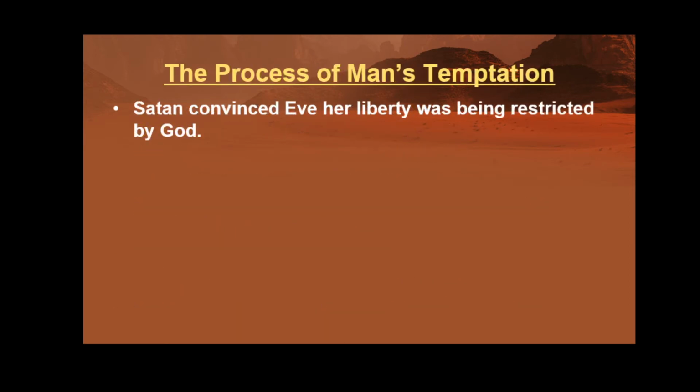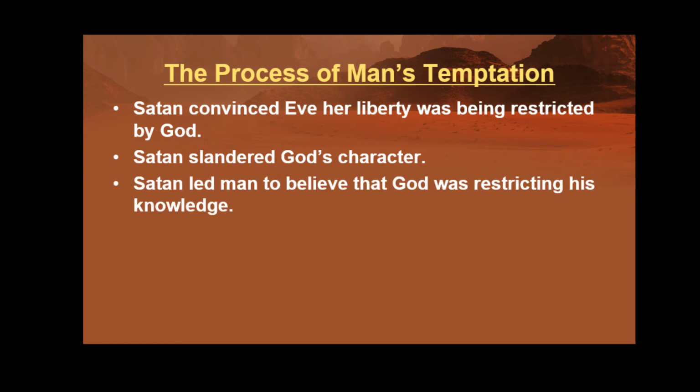Speaking of the process of man's temptation, we know that Satan made woman believe her liberty was being restricted by God. Her rights were being violated. Even though the restriction placed on Adam and Eve was to their benefit, Satan's lie convinced them that it wasn't. Satan's device was to slander God's character. This made man question the goodness of the law that had been presented to them by God. By making man think that God was restricting his knowledge by forbidding the fruit, Satan tricked Adam and Eve into thinking that God wasn't looking out for their best interest.